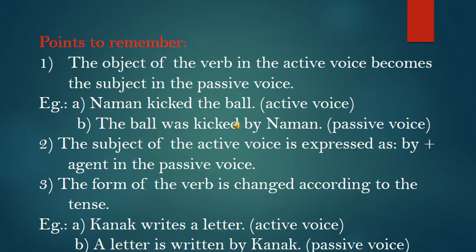The form of the verb is changed according to the tense. Verb changes into perfect tense form. For example, Kanak writes a letter. This is an active voice. Here, a letter will come to the first position. It will become subject in passive voice. A letter is written by Kanak. Kanak is the doer of the action in sentence A, and a letter is the subject in sentence B, but it is not the doer of the action.